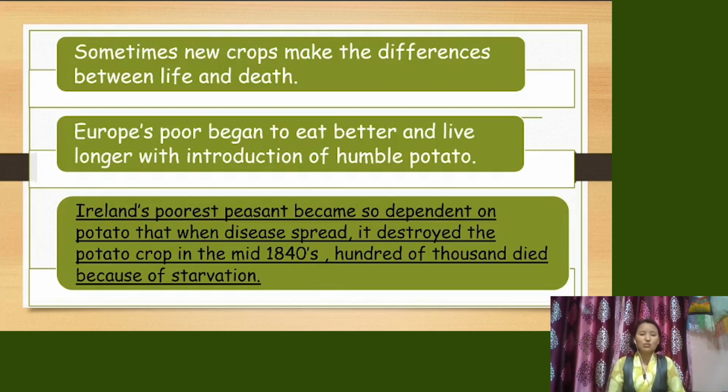So this example shows that this very humble potato, which proved beneficial for the European poor people, proved deadly for the country called Ireland in Europe. So a new crop can make the difference between life and death.